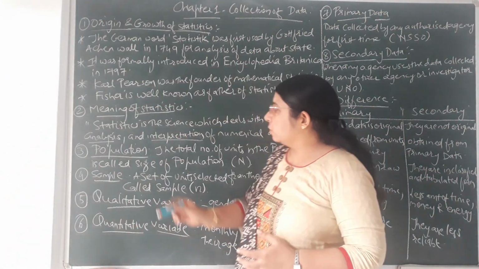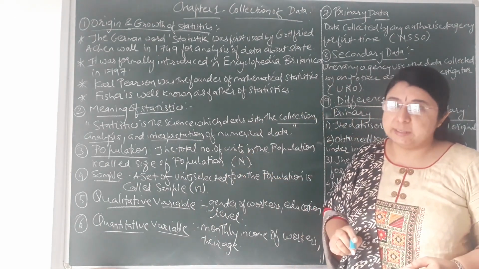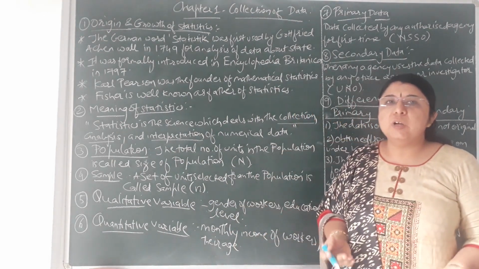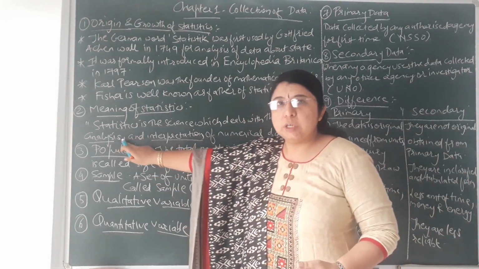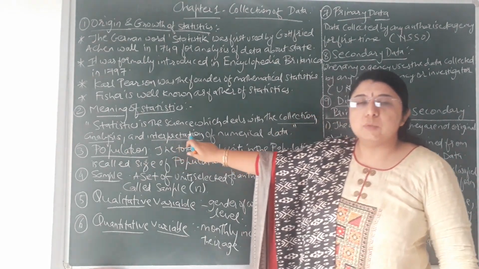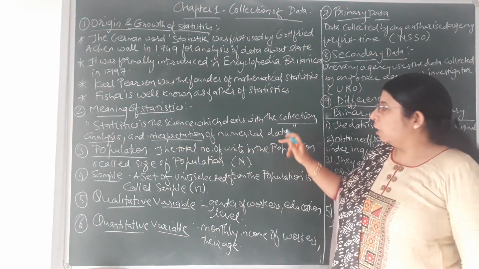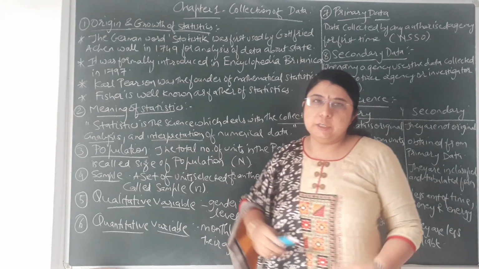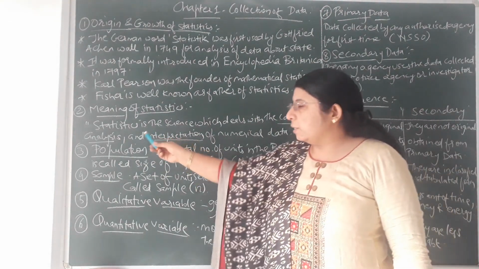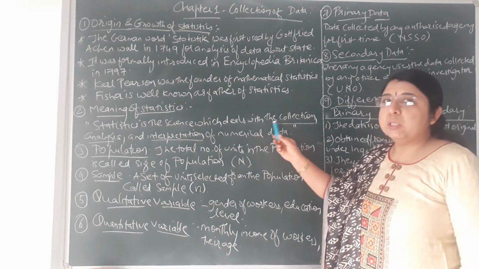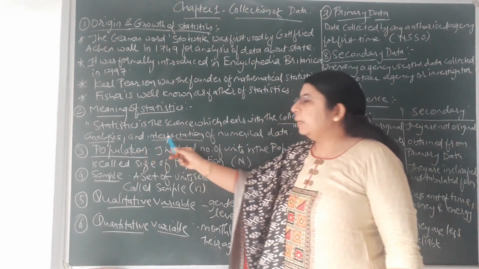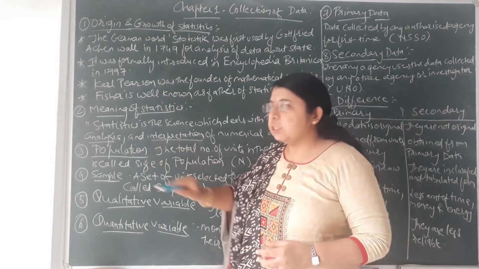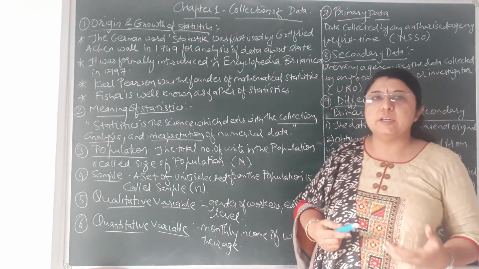It means statistics is one kind of science which deals with collection. The first process is to collect the data, the second is to analyze the data, and the third is to interpret, to come to conclusions from the numerical data. So these three words are important in this definition: collection, analysis and interpretation. Again repeating the definition, statistics is the science which deals with the collection, analysis and interpretation of numerical data.